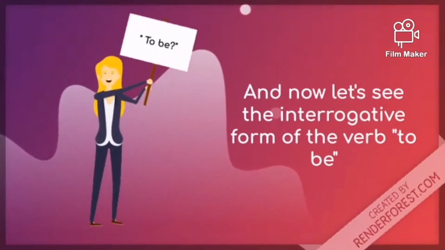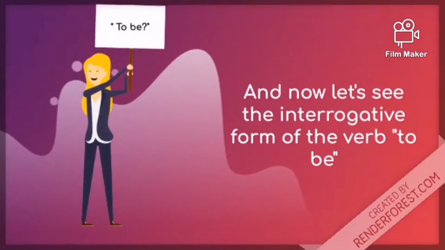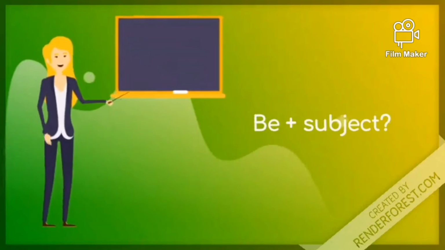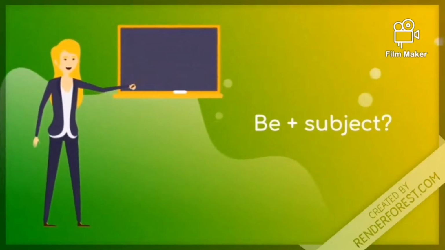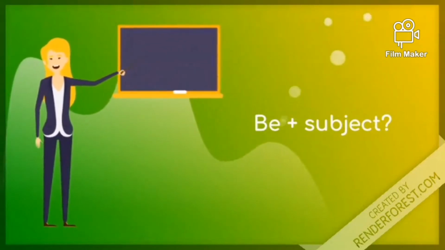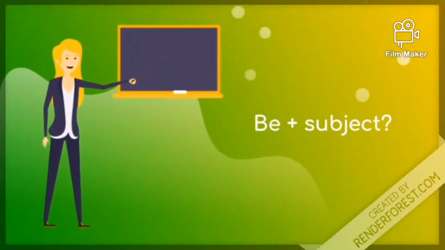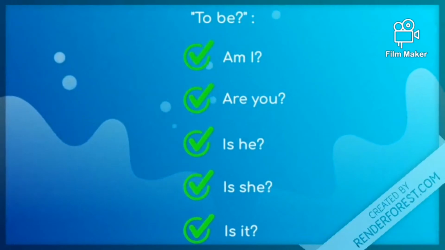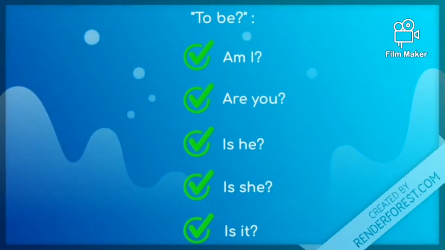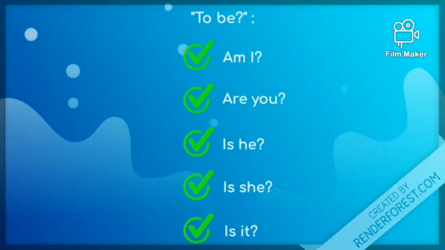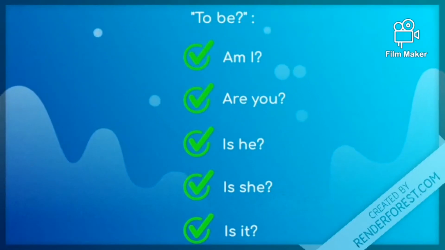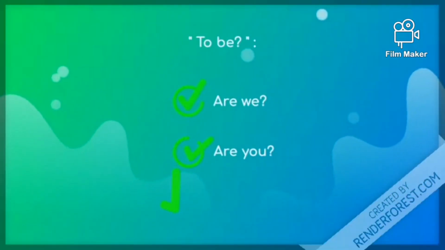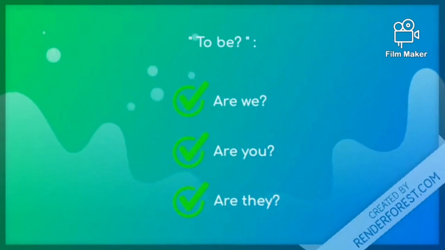And now, let's see the interrogative form of the verb to be. The interrogative form of to be is be, subject, question mark. The interrogative form of to be. Am I? Are you? Is he? Is she? Is it? Are we? Are you? Are they?